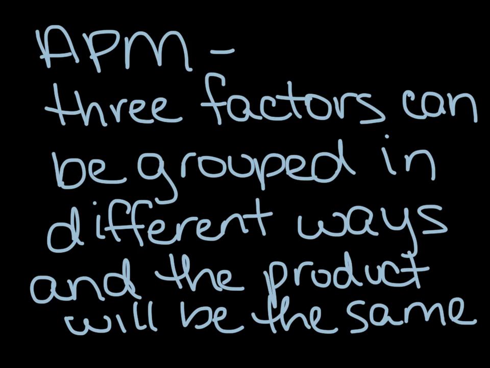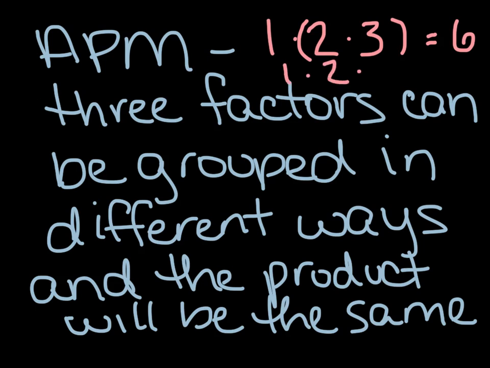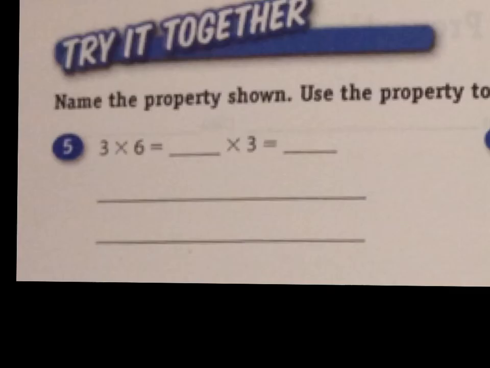Then you have your associative property of multiplication. That means that 3 factors can be grouped in different ways, and the product will be the same. In other words, you could have 1 times 2 times 3, maybe have parentheses that way, equaling 6. Or you could have 1 times 2 times 3, and maybe put parentheses over here, and they would still equal 6.